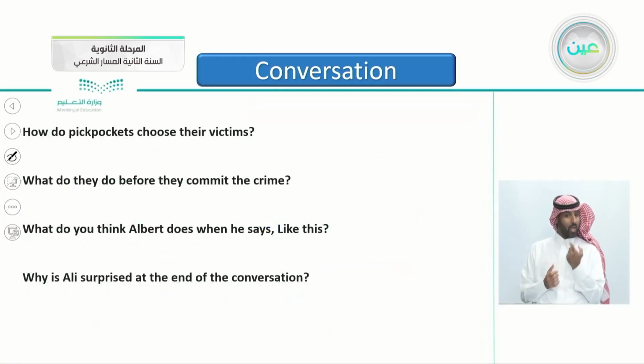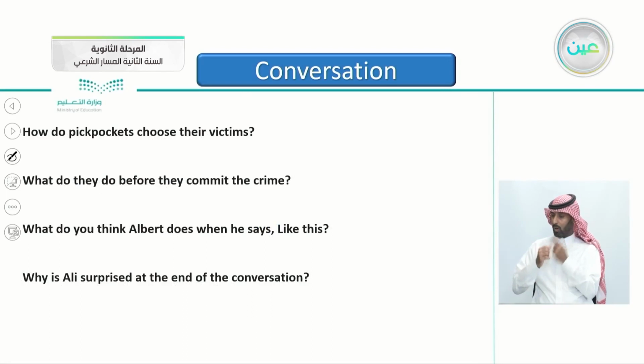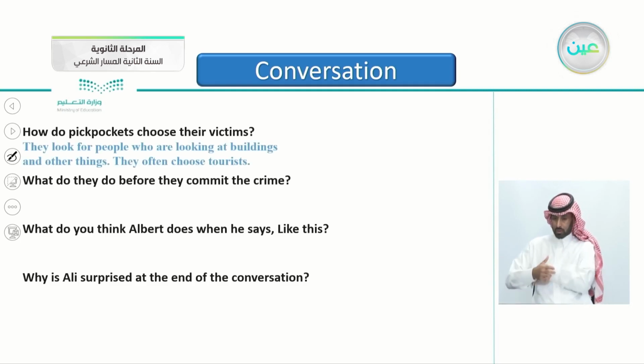So how do pickpockets choose their victim? How do they choose their target? The second question, what do they do before they commit the crime? The third question, what do you think Albert does when he says like this? And then we heard some sounds there. Why is Ali surprised at the end of the conversation? So the first one, how do pickpockets choose their victims?